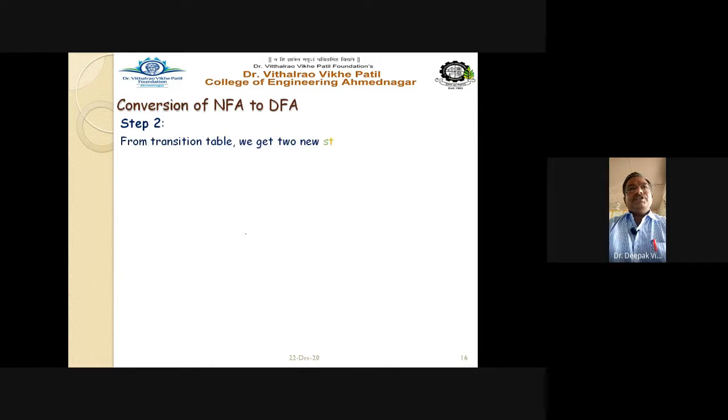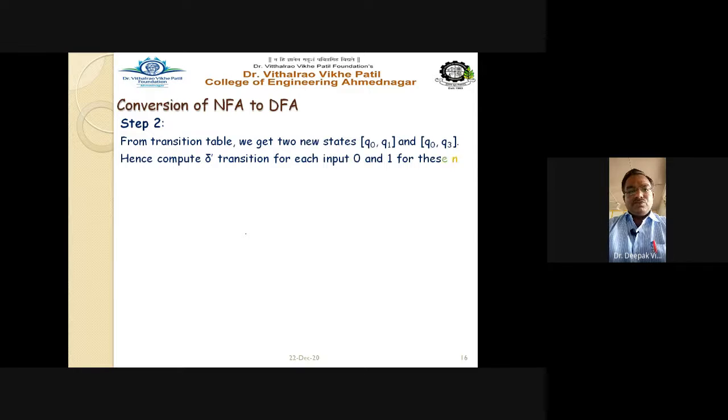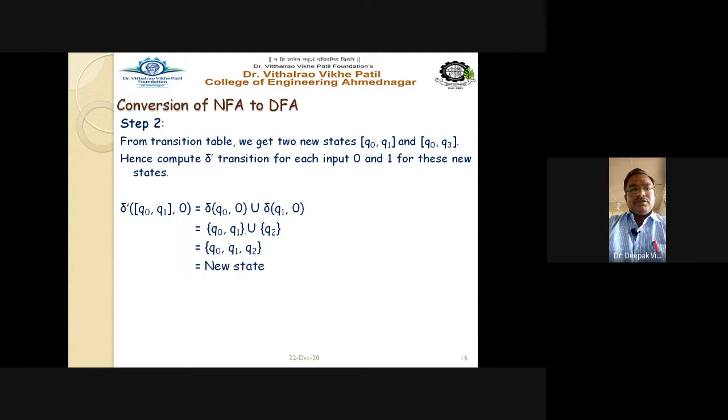Step number 2: from the transition table, we get two new states, that is [Q0, Q1] and [Q0, Q3]. Hence compute delta dash transitions for each input 0 and 1 for these new states. Delta dash of [Q0, Q1] on 0 equals delta Q0 on 0 union delta Q1 on 0, that is [Q0, Q1] union Q2, which equals [Q0, Q1, Q2]. The new state is generated. Here we are getting a new state which is not already available. So if a new state is generated, mark it as a new state, and we have to find out the transitions on 0 and 1.